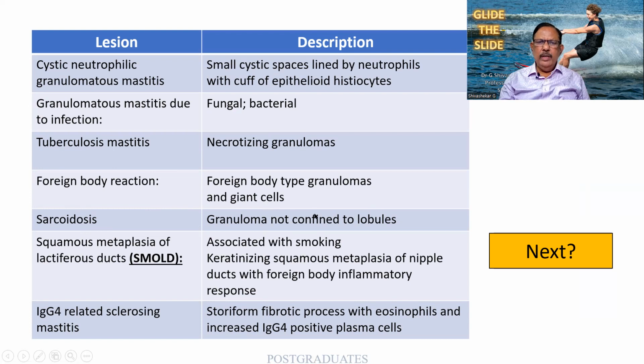Sarcoidosis: granuloma not confined to the lobules. If you are lucky enough, you will be able to see the asteroid and the Schaumann bodies. Squamous metaplasia of the lactiferous ducts, that can be one. And IgG4-related sclerosing mastitis, which has got a storiform fibrotic pattern along with plasma cells. So this can be the list of differential diagnosis, and your diagnosis is granulomatous mastitis.